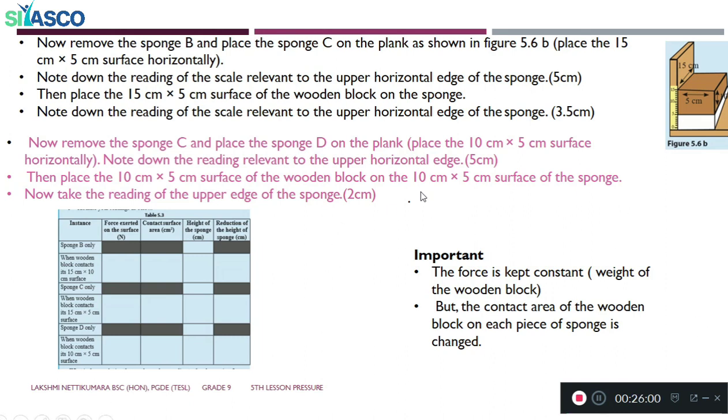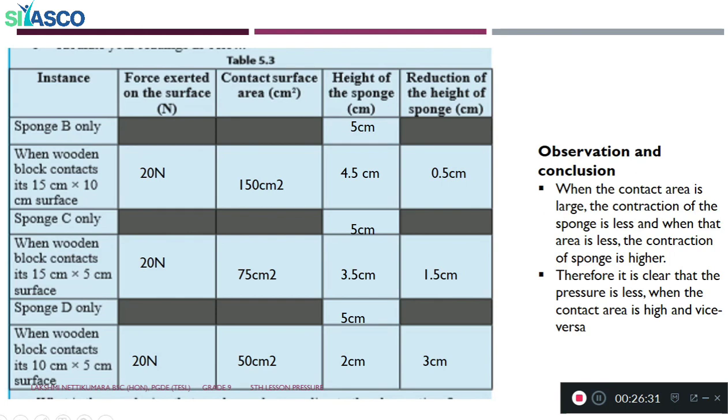There you will get the reading as 2 centimeters. Now in this activity, remember that we kept the force constant because we took the same wooden block, but we changed the contact area of the wooden block on each piece of the sponge. So this is the changing factor here, but we kept the force constant. All these readings I put into this table for easy understanding.